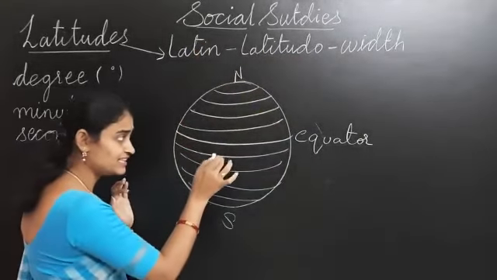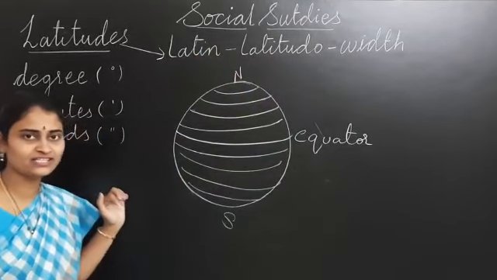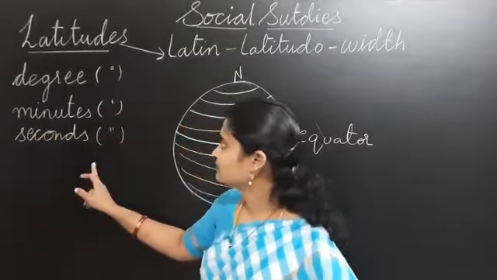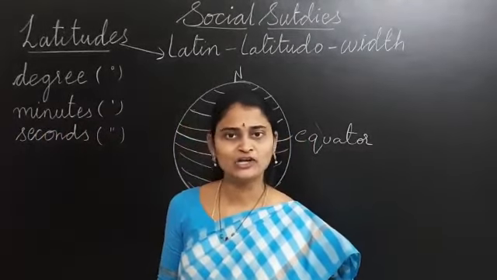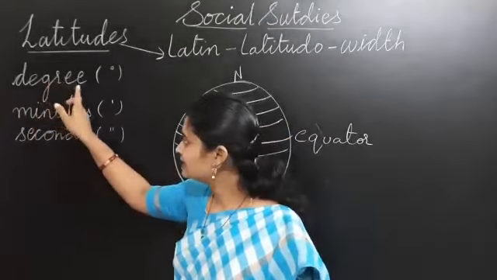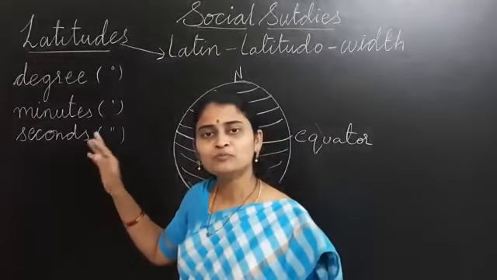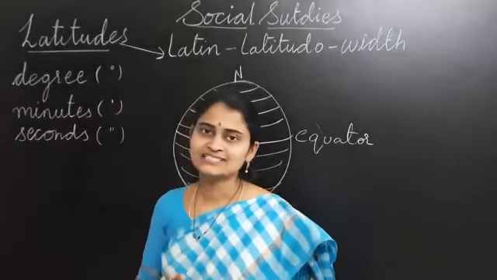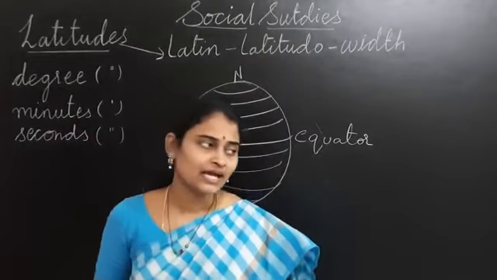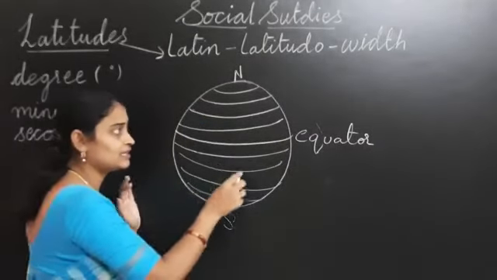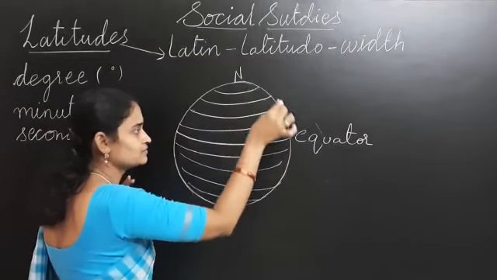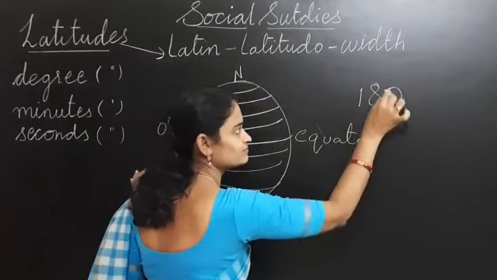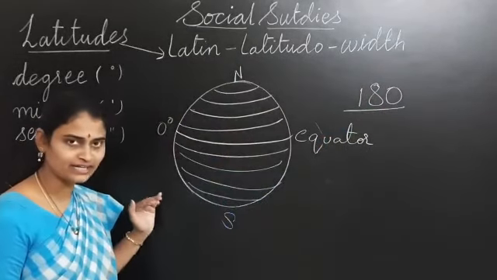Here, these latitudes are expressed in degrees, minutes and seconds. Both latitudes and longitudes are expressed in degrees, minutes and seconds. In most atlases, we find only degrees. Minutes and seconds are not mentioned. The total number of latitudes is 180.